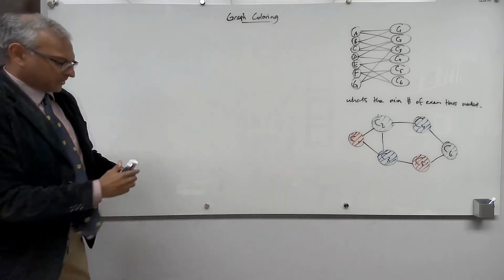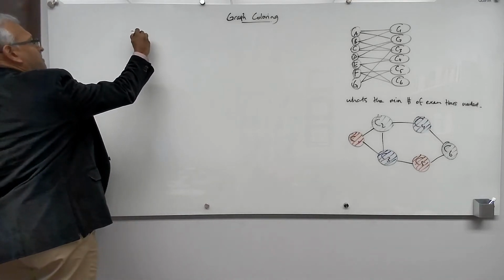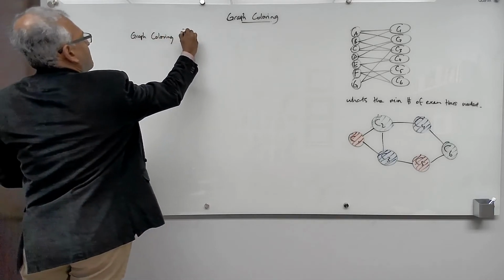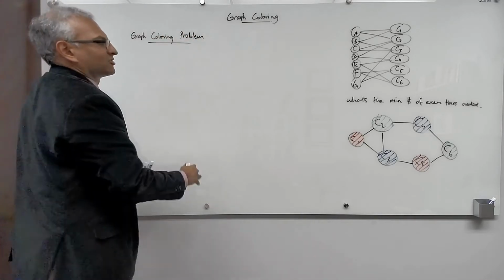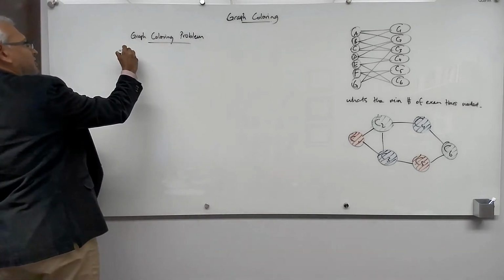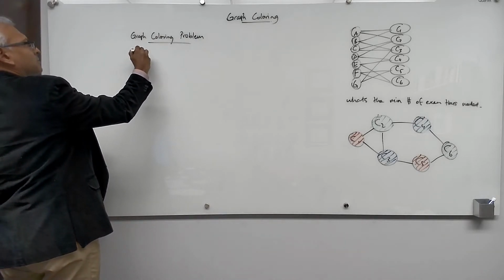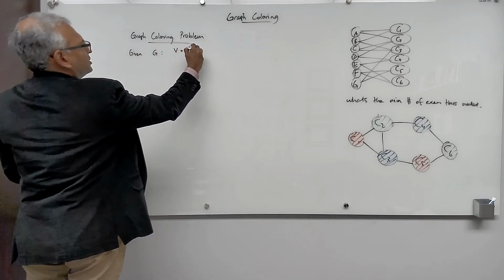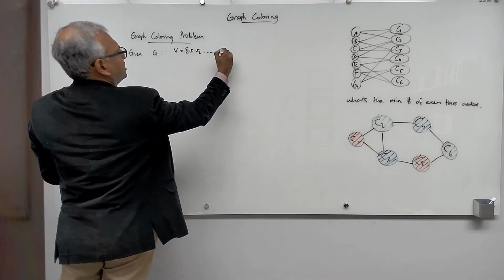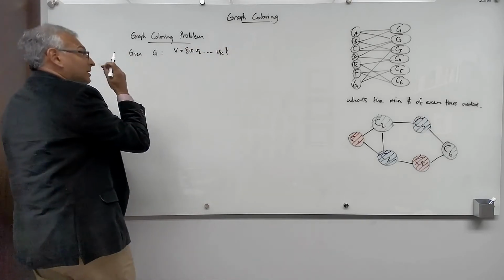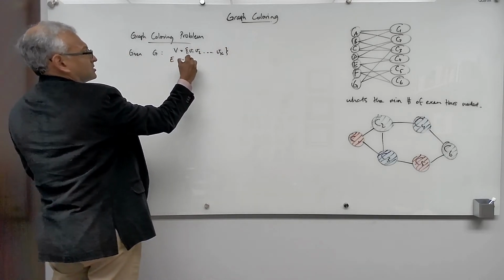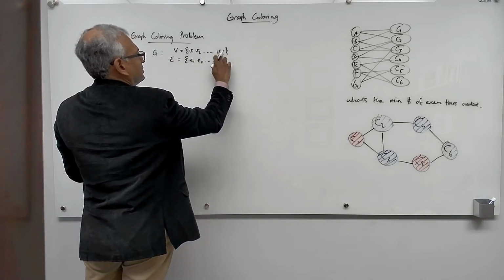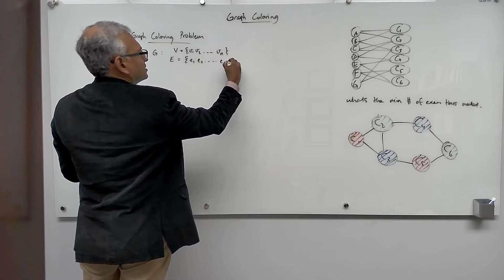Okay, so graph coloring problem. And now we can formally specify it. I have just described it here. Given a graph G, which consists of a vertex set, which is V1, V2, up to Vk, and an edge set, which is a bunch of edges, E1, E2, up to Ek, let's call it N vertices and M edges.